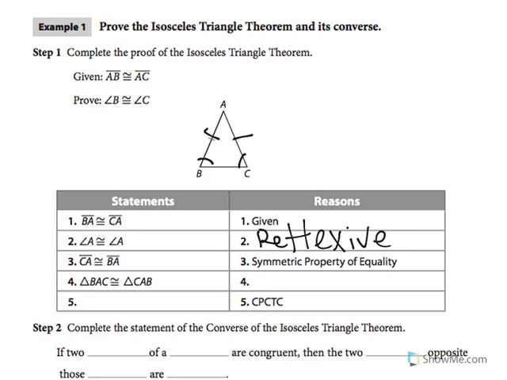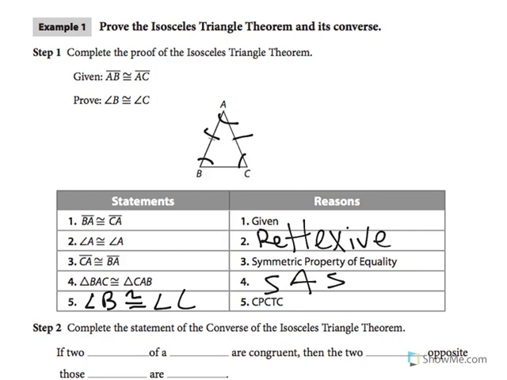And for number 4, we say that triangle BAC is congruent to triangle CAB by side-angle-side. And when we establish that, we can say that angle B is congruent to angle C by corresponding parts of congruent triangles are congruent. Right, step 2: complete the statement of the converse of the isosceles triangle theorem.